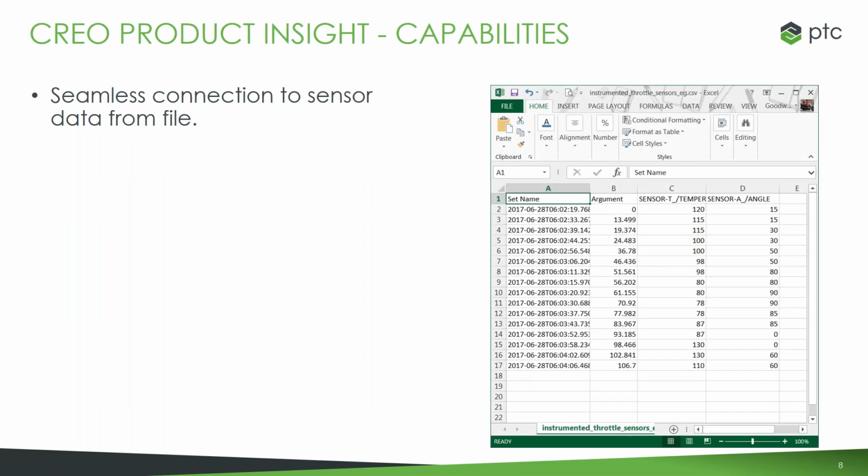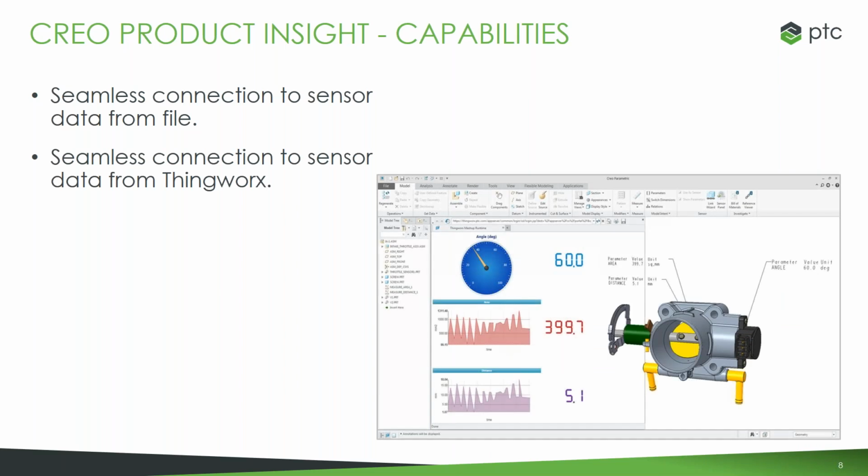Along with that, you can seamlessly connect to sensor data from a file. So if you don't have an IoT platform necessarily, but you do have some sensor data that you want to use, that's fine. You can bring in things like CSV files and such to feed that data in anyway. But if you do have, for example here, ThingWorx, you can connect into ThingWorx and have that sensor data come directly down from ThingWorx into Creo so that you can utilize it.